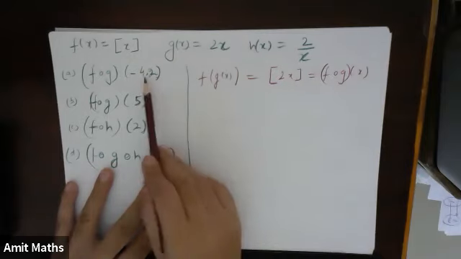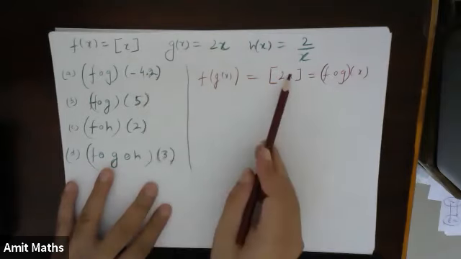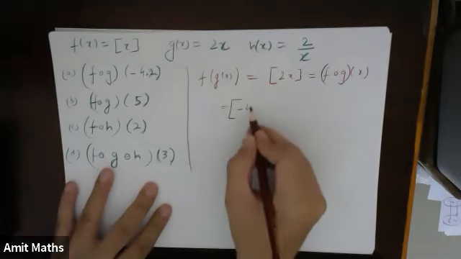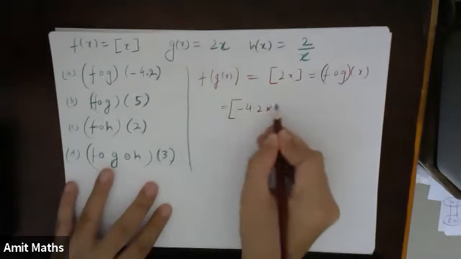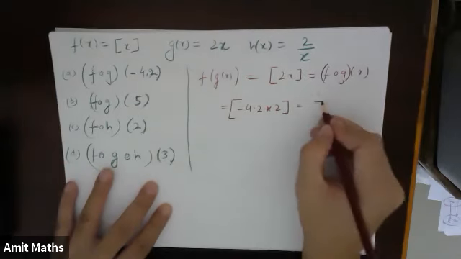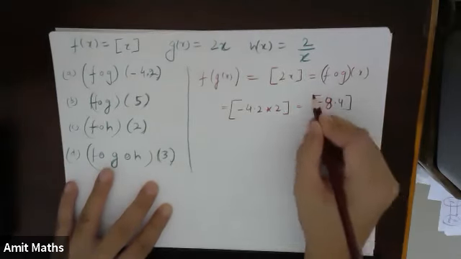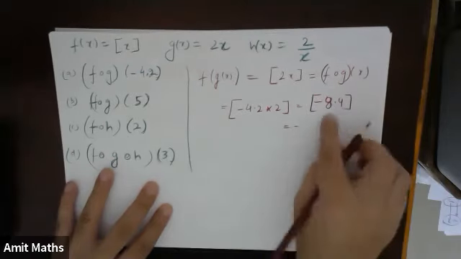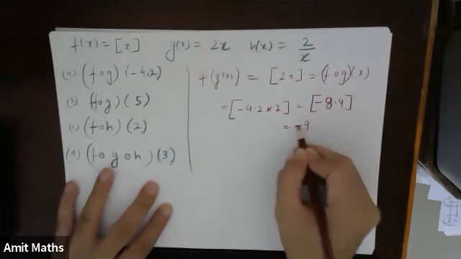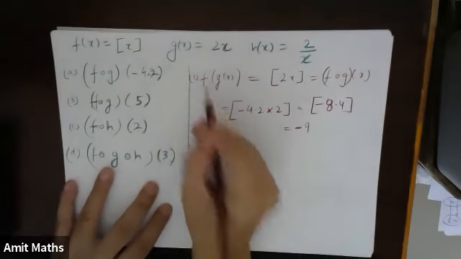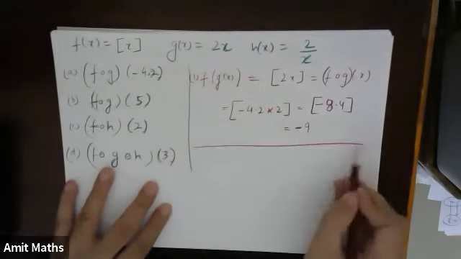Here x is minus 4.2, so I'll substitute minus 4.2 here. So this is greatest integer of minus 4.2 into 2, which becomes minus 8.4. Greatest integer of minus 8.4 is minus 9. This is for the first one.